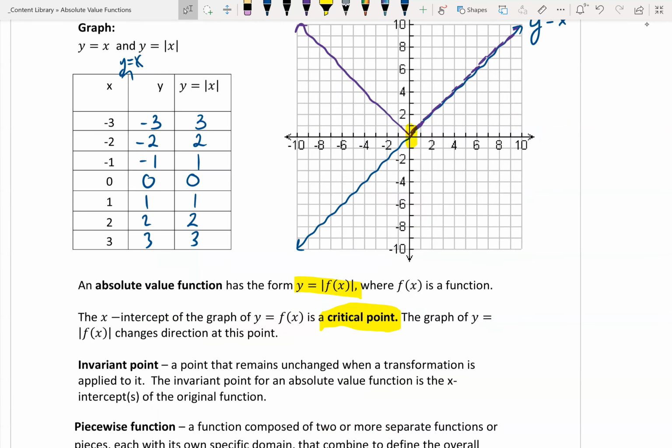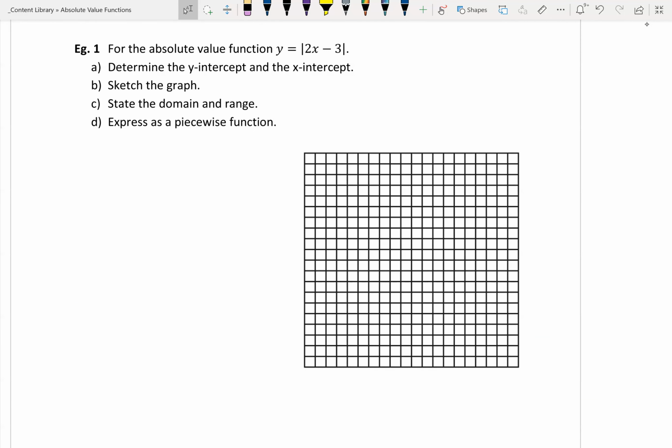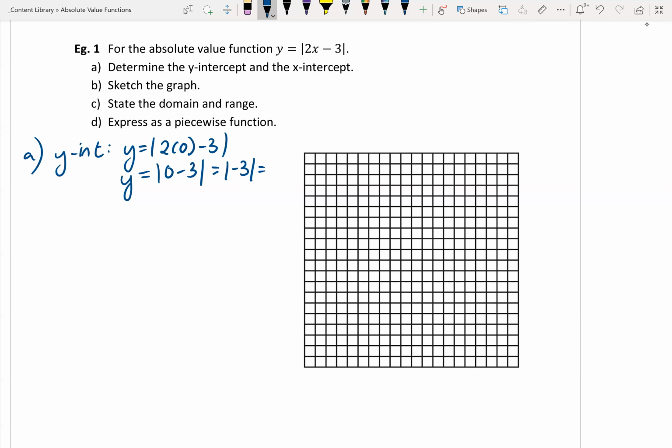Now let's look at an example for us to graph. So we have the absolute value of 2x minus 3. The first thing I'm going to do is determine the y-intercept and the x-intercept. For your y-intercept, we are going to set x equal to 0. So this is 0 minus 3, which is the absolute value of negative 3, and that is 3.